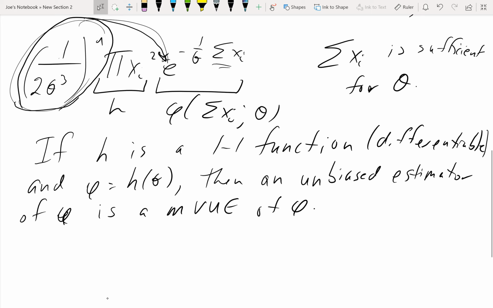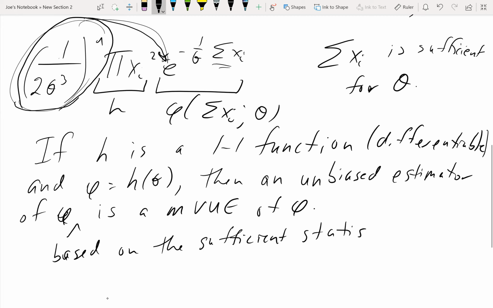Oh, I'm sorry. I need to make sure that an unbiased estimator of phi, I forgot the words, based on the sufficient statistic. Forgot some words, sorry about that. Otherwise, it wasn't clear how that was going to connect to what we're doing. All right, so this is a lot of words. We're not going to prove this theorem. We're just going to use the theorem to help us figure out what I'm talking about here.